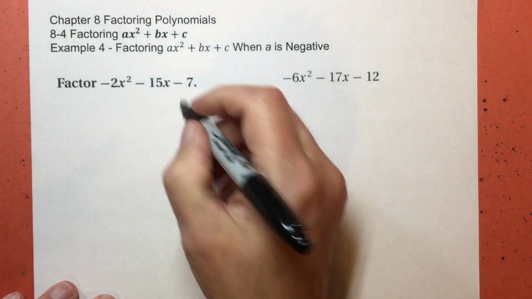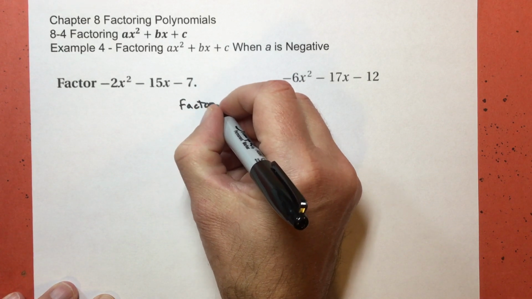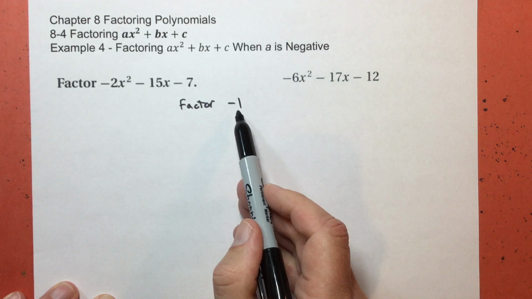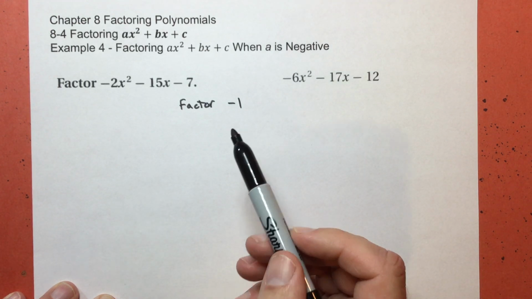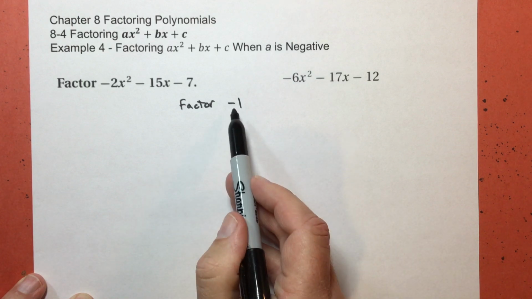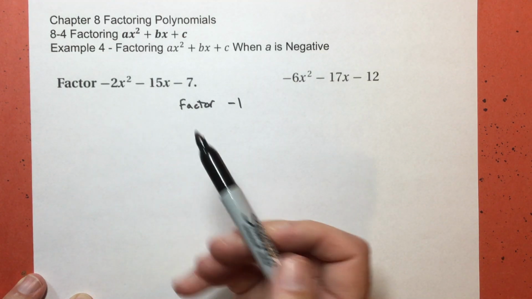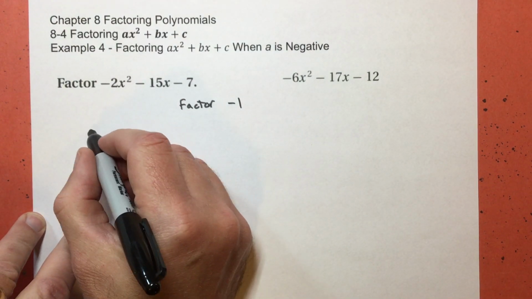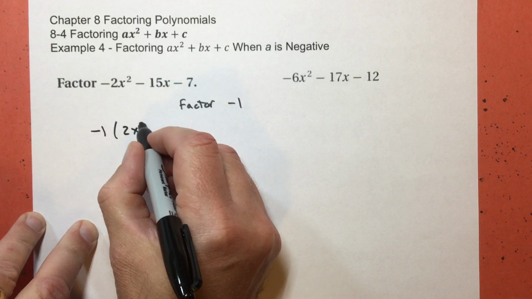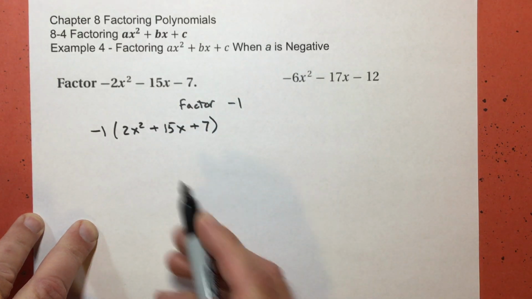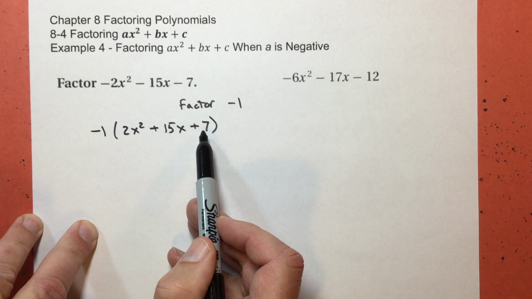You are going to factor a common factor of -1. Now remember, that -1 is important. You're going to need to make sure you remember it in the final part, in the final factored form. When I factor out a -1, all of these terms are going to change sign. So if I factor out -1, I get positive 2x squared, positive 15x, and positive 7. I'm going to keep working with this one, but don't forget that -1.